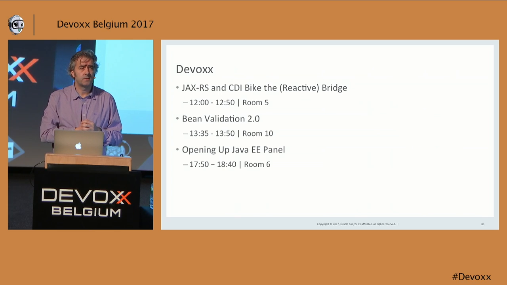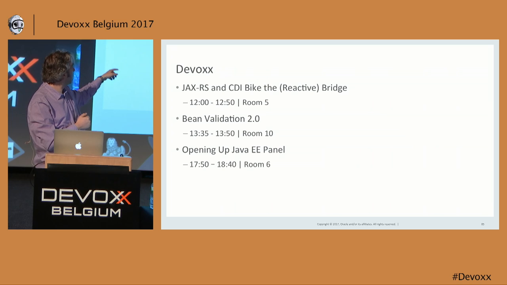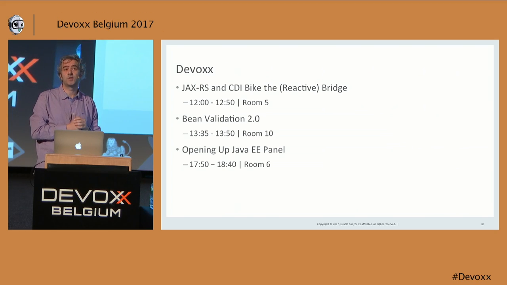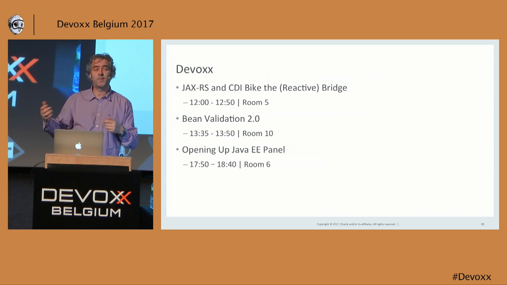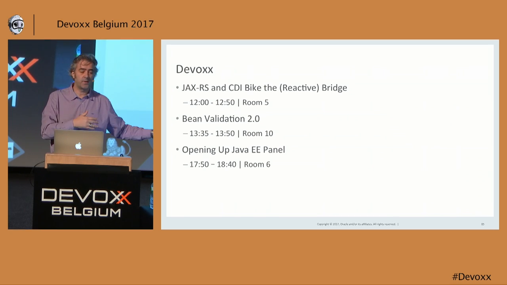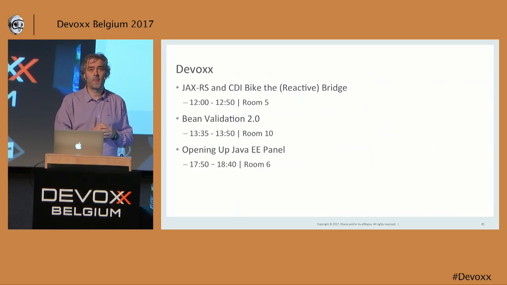Any other questions? So I will conclude. We have the panel tonight. There is a specific session on Bean Validation 2, and we also have a session where we will discuss in a little more detail the patterns that we can have using the JAX-RS completion stage support with the CDI completion stage support. So thank you.